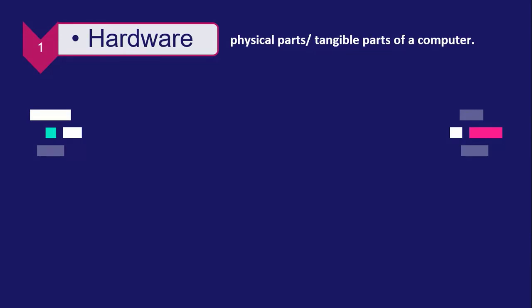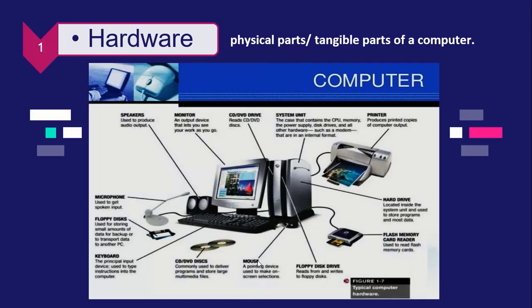So really, hardware is the physical part or the tangible part of a computer. Lahat ng nahahawakan mo sa computer system, that is a hardware, or a type of hardware. So may iba-ibang klase ng hardware tayo ha. So this is the basic hardware that we see in a common computer system.